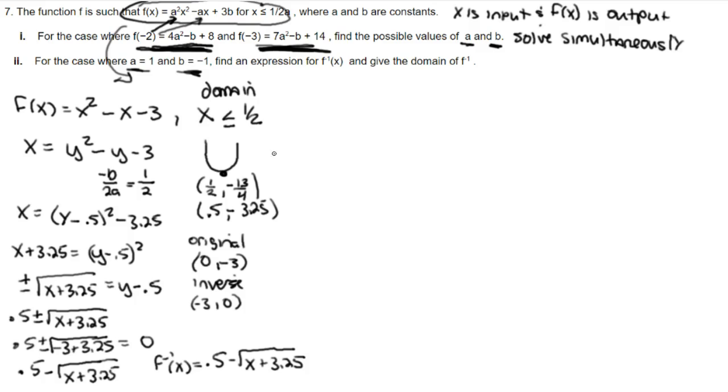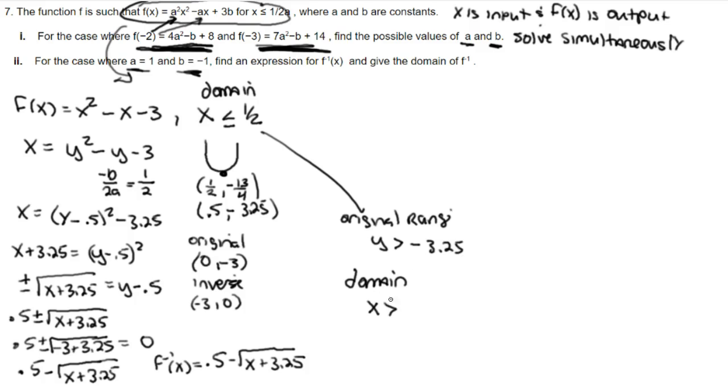Now, they want to know about the domain, and remember, all we've got to do to figure out the domain is figure out the range of the original. Since we already figured out the vertex, and again, it opens up, I know that the range of the original is everything greater than or equal to negative 3.25. So that means the domain of my inverse is going to be x greater than or equal to negative 3.25, which makes sense because if you look at the radical, if there's anything smaller, then it would be negative under the radical.